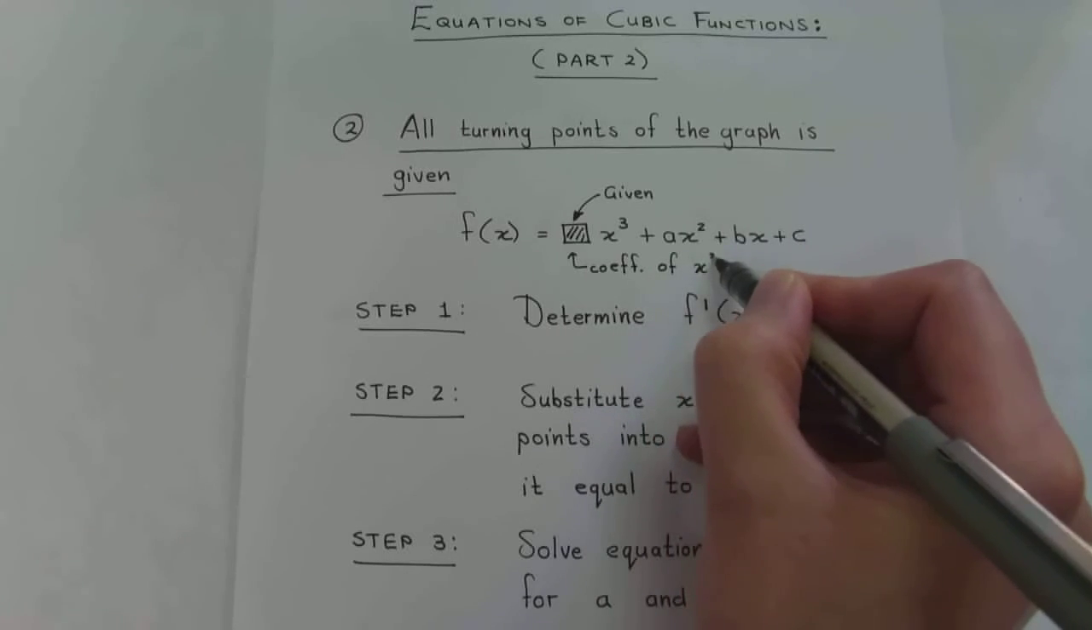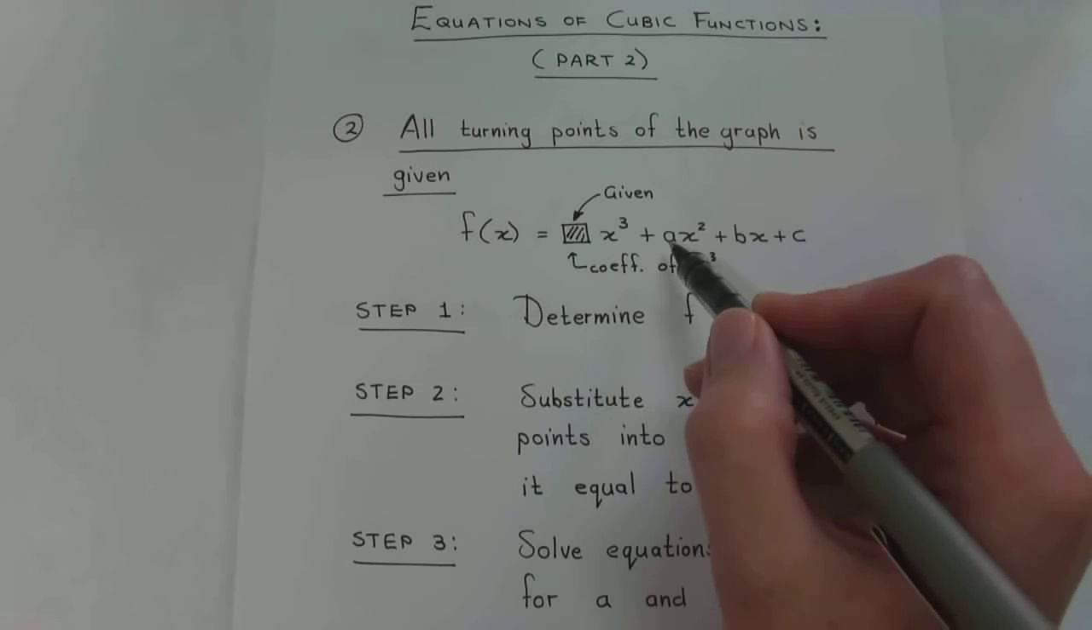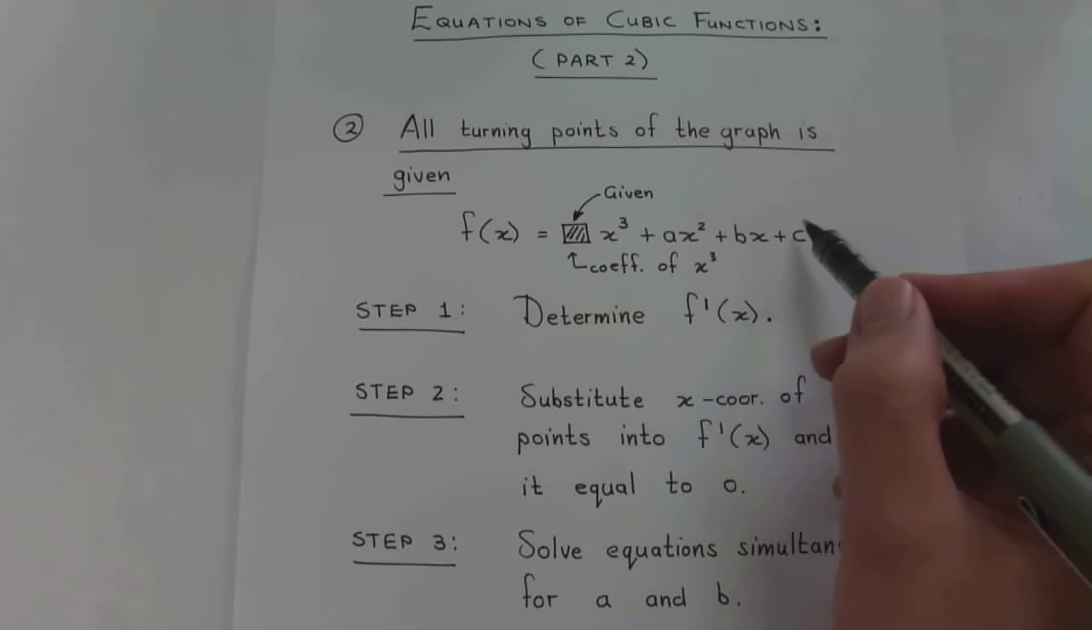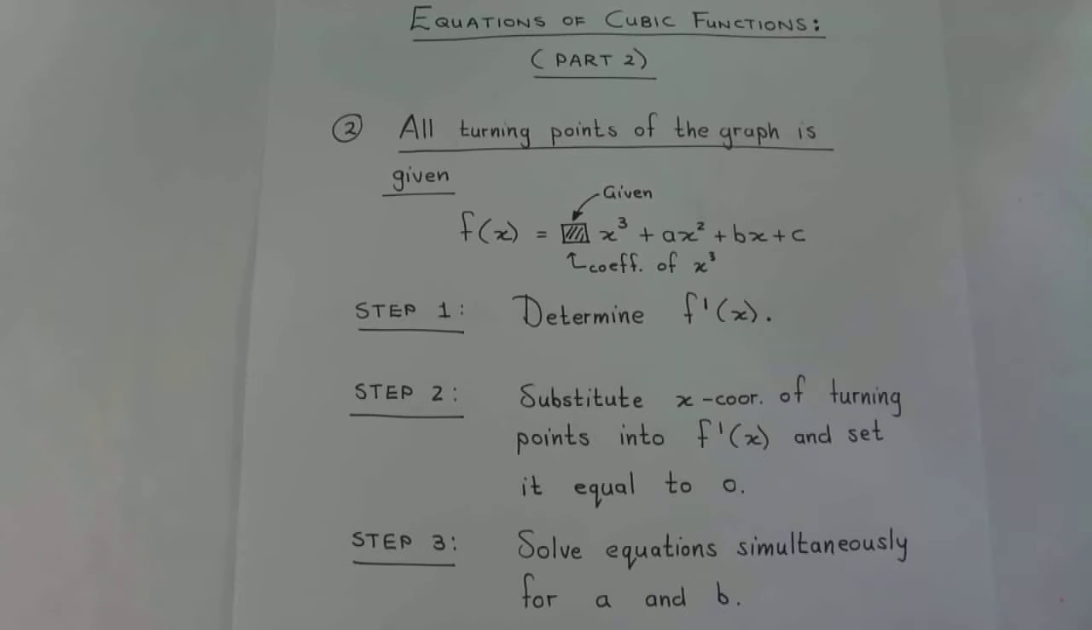Okay, so the coefficient of x cubed will be given to you. And that is why we generally then say a is going to be the coefficient of x squared, b is going to be the coefficient of x, and c is going to be your constant value. Like I said, that's just specifically dealing with these particular examples.